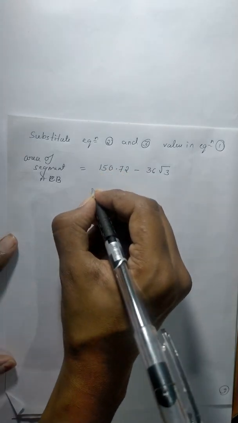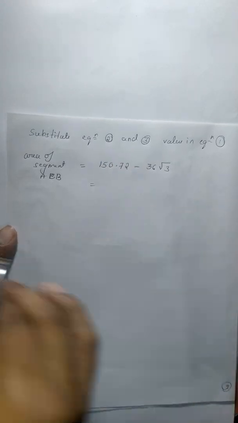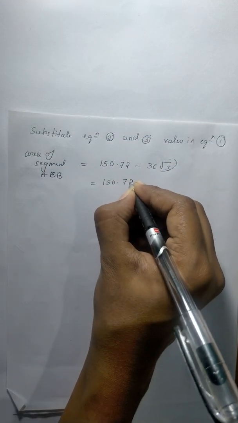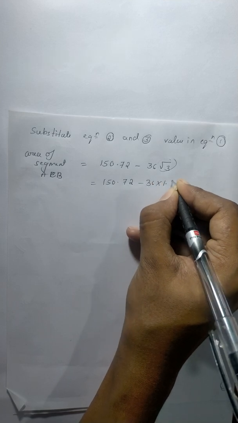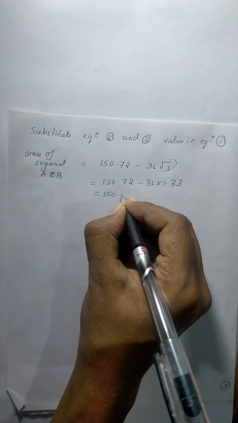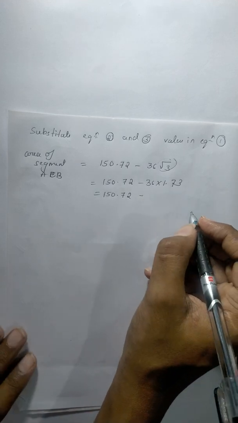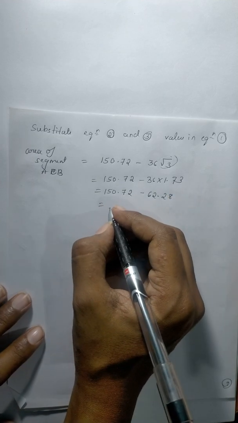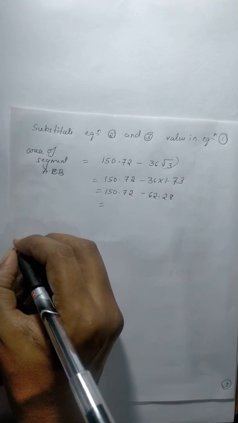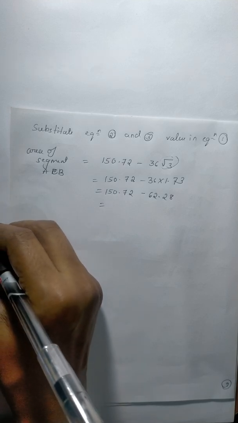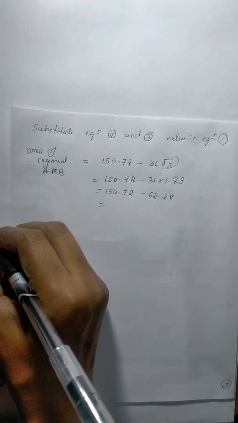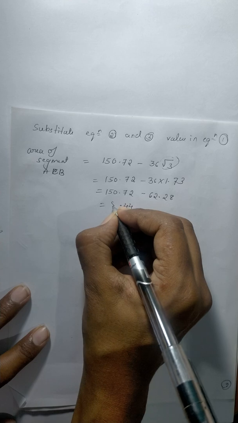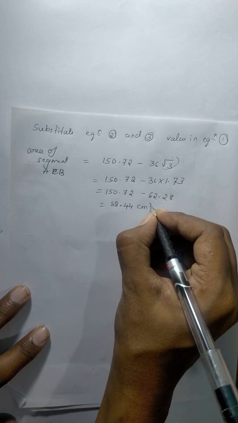So after substituting, we got 150.72. Then the value of root 3 is given in the question as 1.73. Multiplying 36 into 1.73, we get 62.28. So subtract this from 150.72: 150.72 minus 62.28 is 88.44. So centimeter square, this will be our answer.